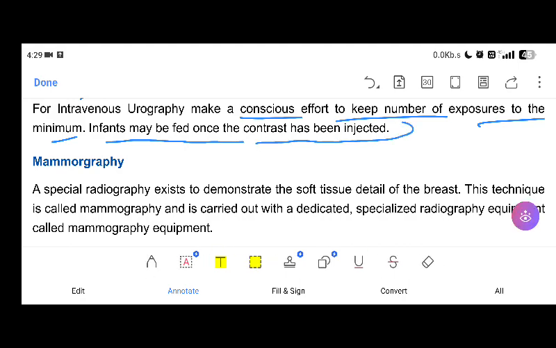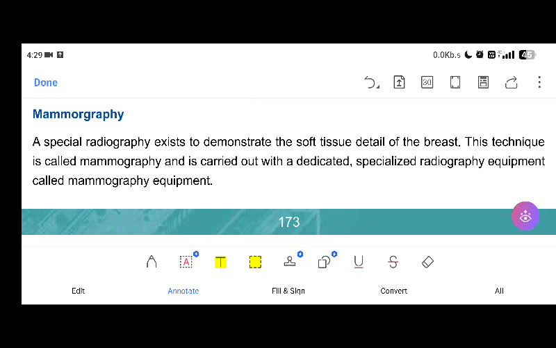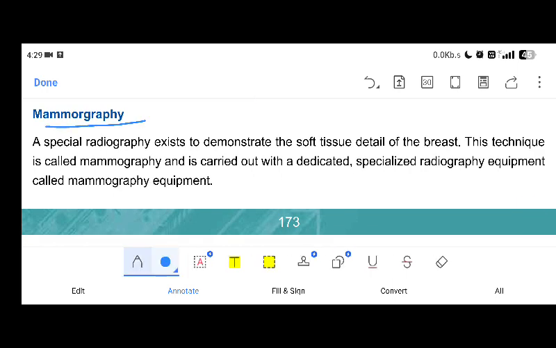And now mammography. Mammography is a special radiography that exists to demonstrate the soft tissue details of the breast.